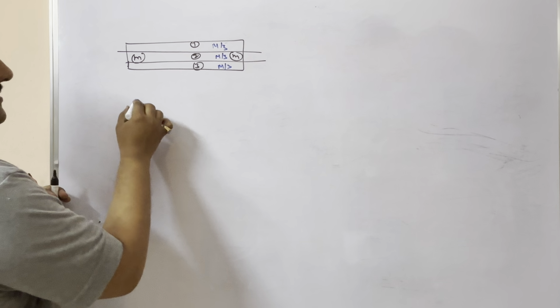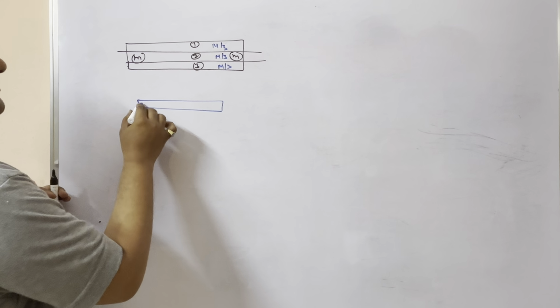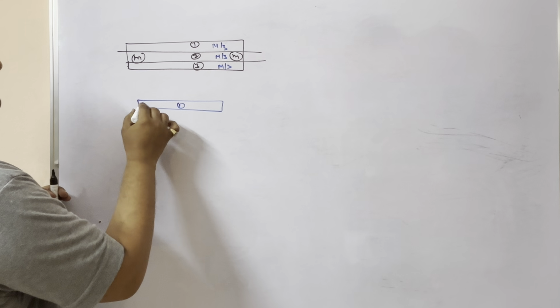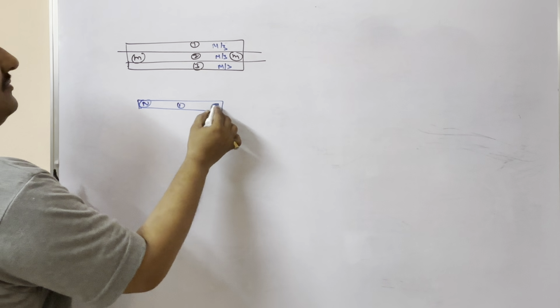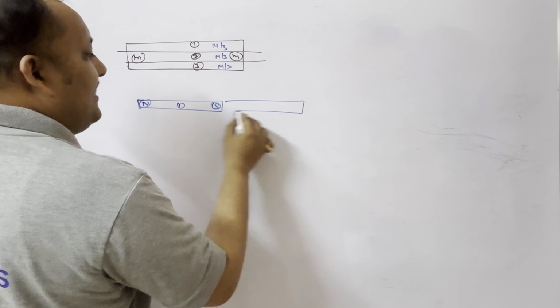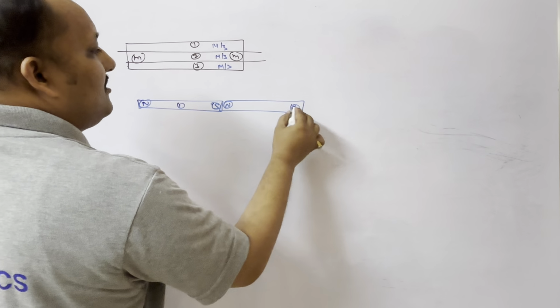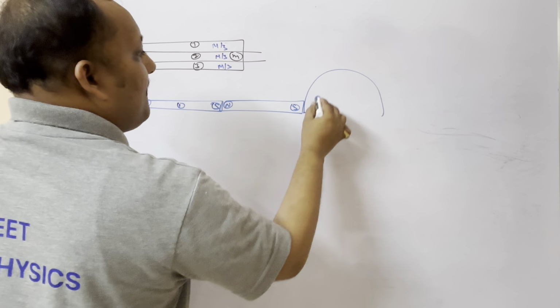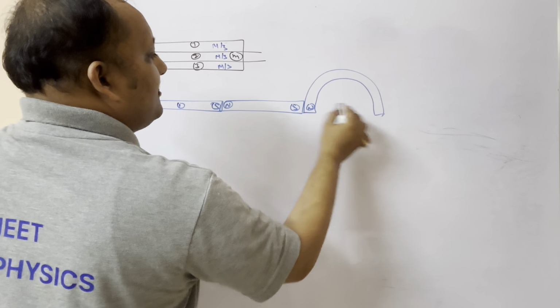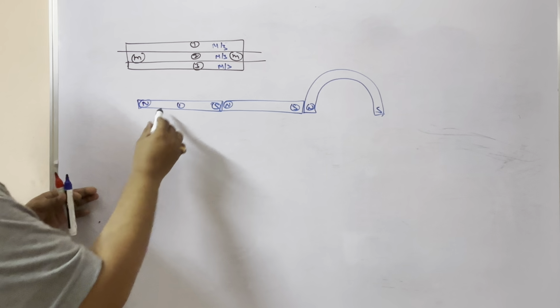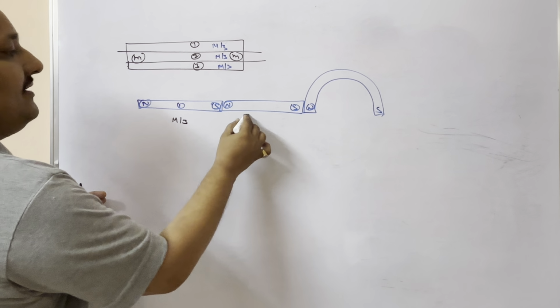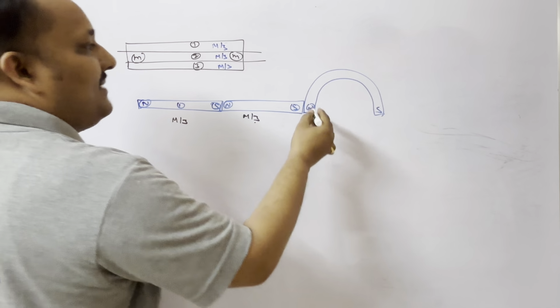Now, for the 3 parts, they have taken the first part like this, north pole, south pole. Second part like this, north pole, south pole. Third part like this, north pole, south pole. So now what is this value? M by 3, M by 3. Now what does this mean?